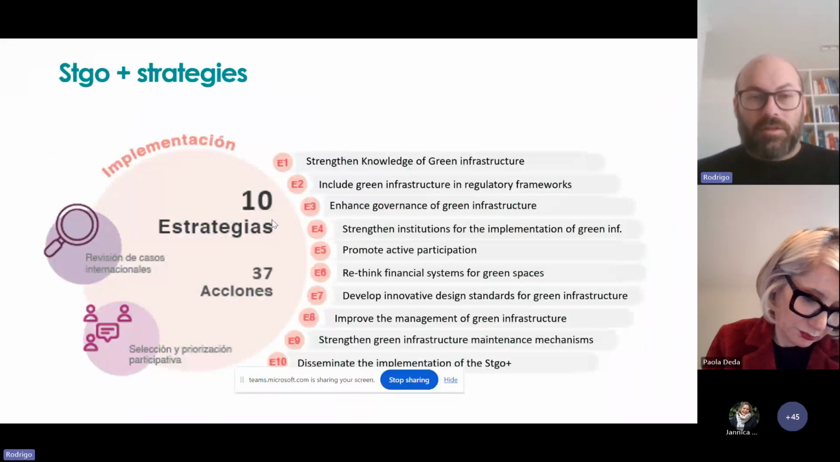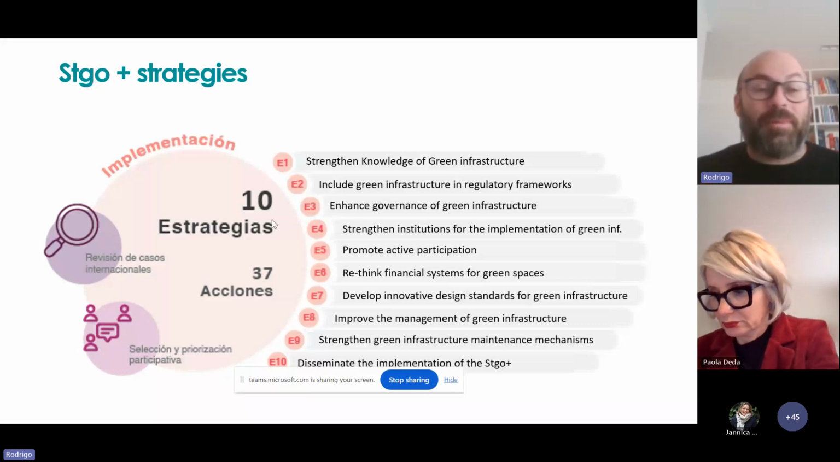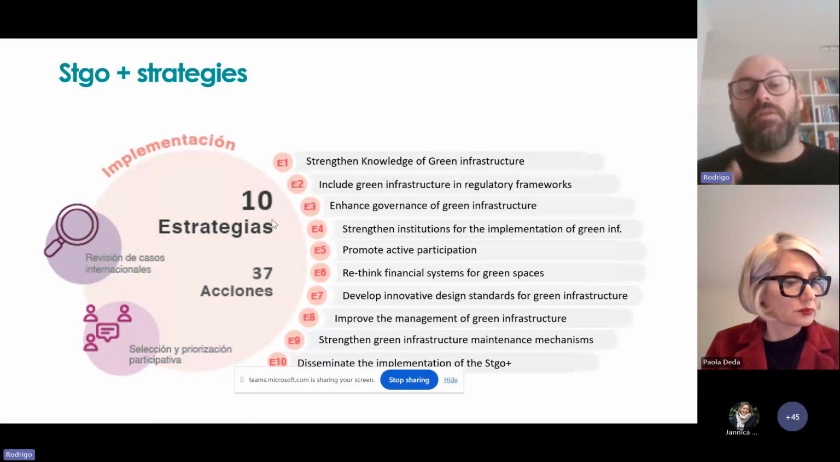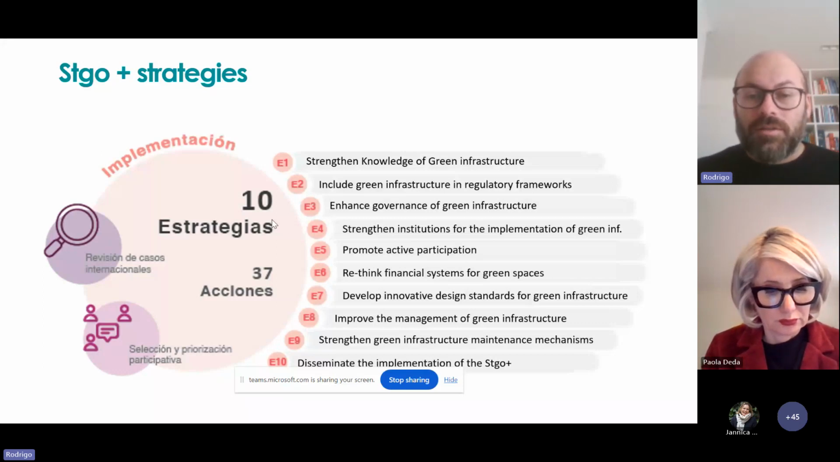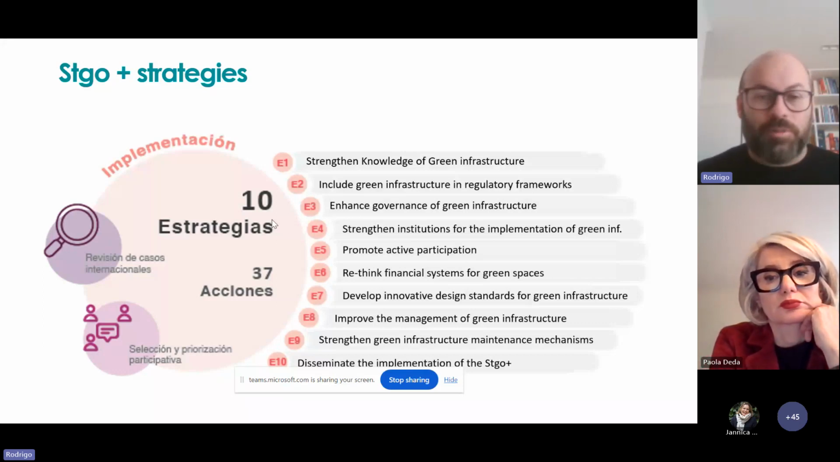Then we created key strategies for the implementation of Santiago Más. We made 10 strategies and 37 actions to implement the Santiago Más plan. So these are the key components, basically: to strengthen knowledge of green infrastructure, include it in regulatory frameworks, enhance governance as well, strengthen institutions for the implementation of green infrastructure, participation, and rethink the financial system for green spaces. This is a key component as well.